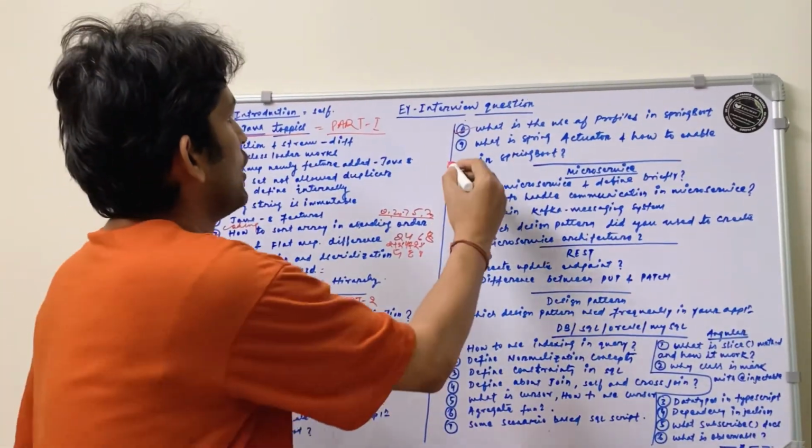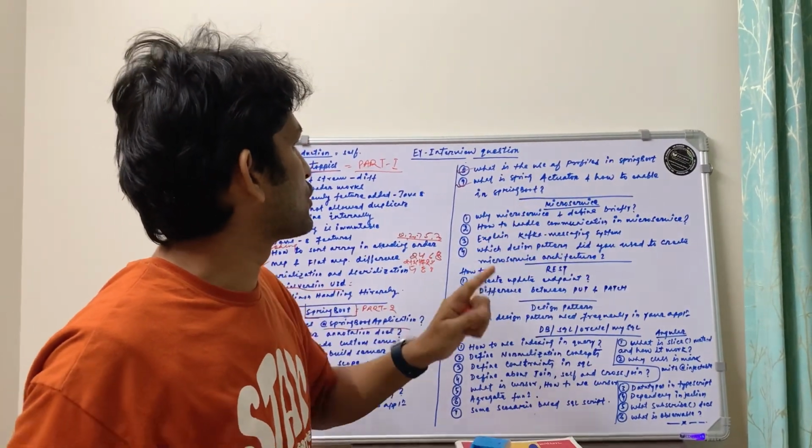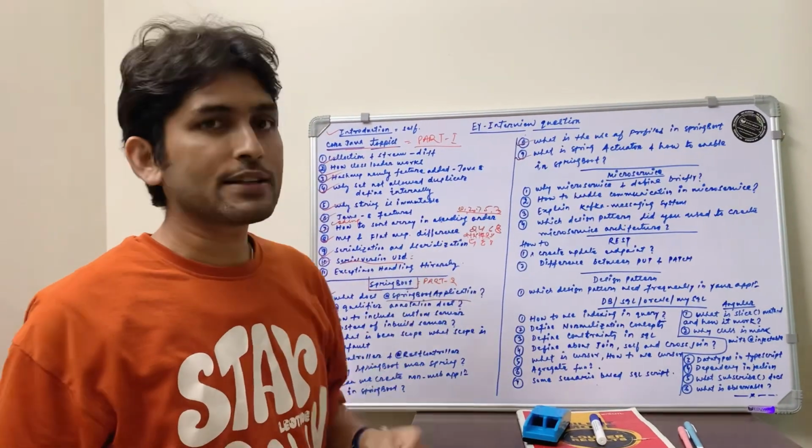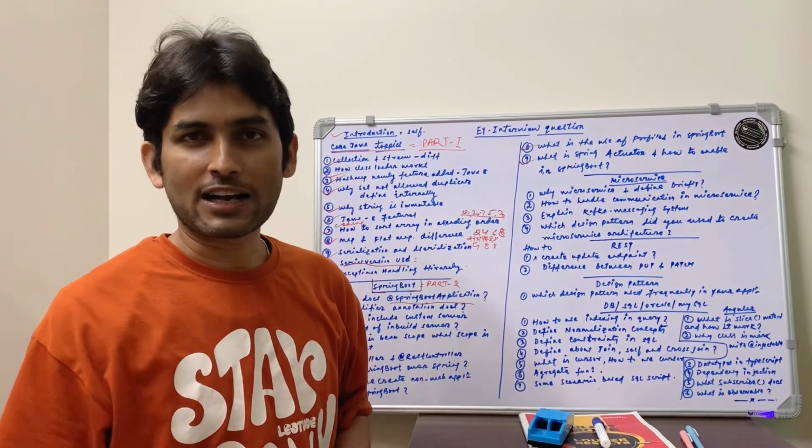Next question: what is Spring Actuator and how is it enabled in Spring Boot? We know very well, right? Actuator is a facility they provide by default in Spring Boot. It will check our health and check our application.